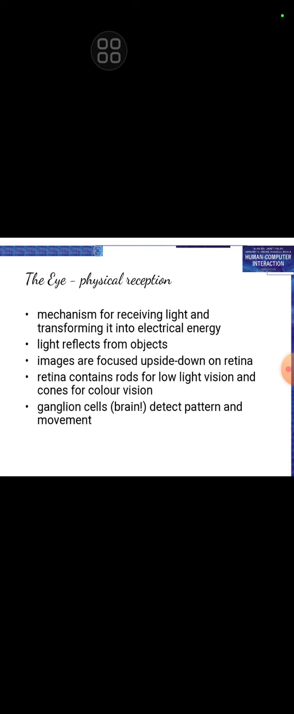There are two stages in vision: physical reception of the stimulus, and processing and interpretation of the stimulus. The eye is for physical reception, a mechanism for receiving light and transforming it into electrical energy. Light is reflected from objects, and images are focused upside down on the retina. The retina contains rods for low light vision and cones for color vision. Ganglion cells detect pattern and movement.